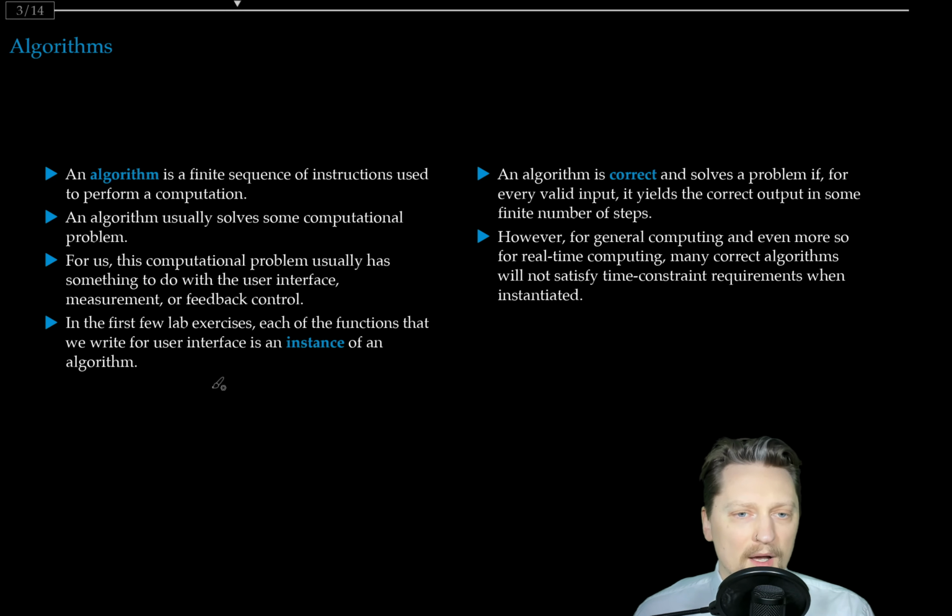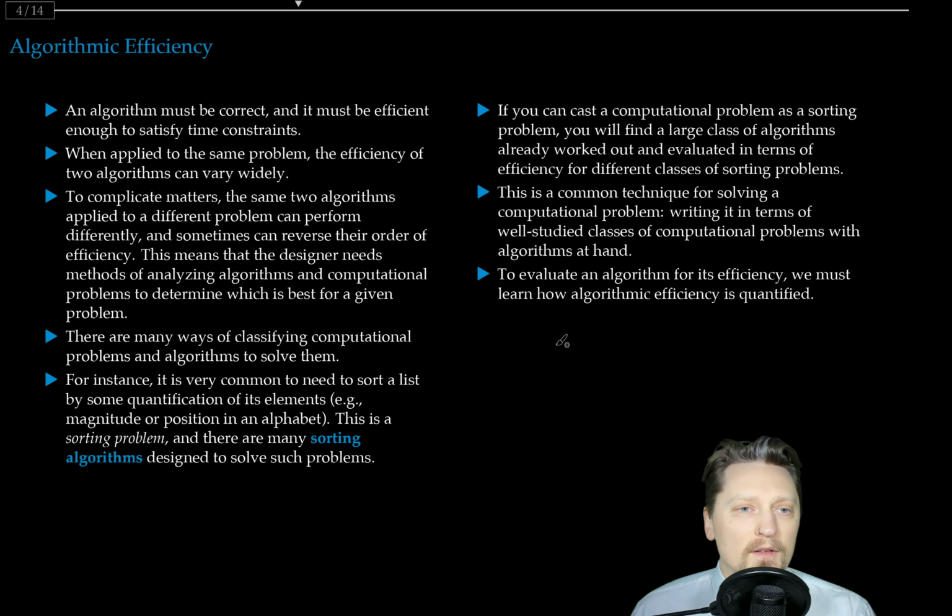In the first few lab exercises, each of the functions that we write for user interface is an instance of an algorithm. An algorithm is correct and solves a problem if, for every valid input, it yields the correct output in some finite number of steps. However, for general computing, and even more so for real-time computing, many correct algorithms will not satisfy the time constraint requirements when instantiated. Algorithmic efficiency.